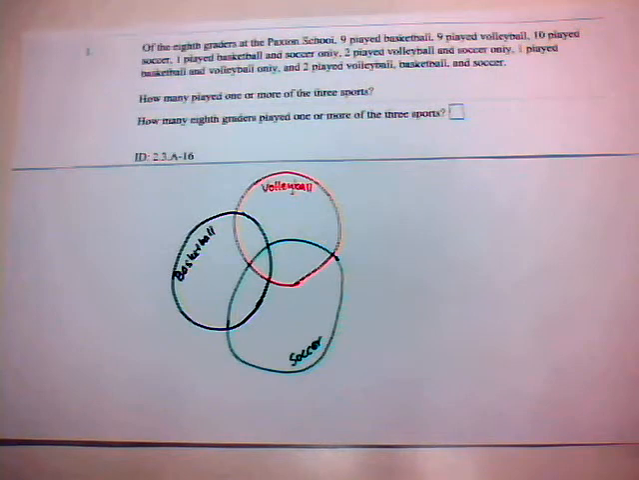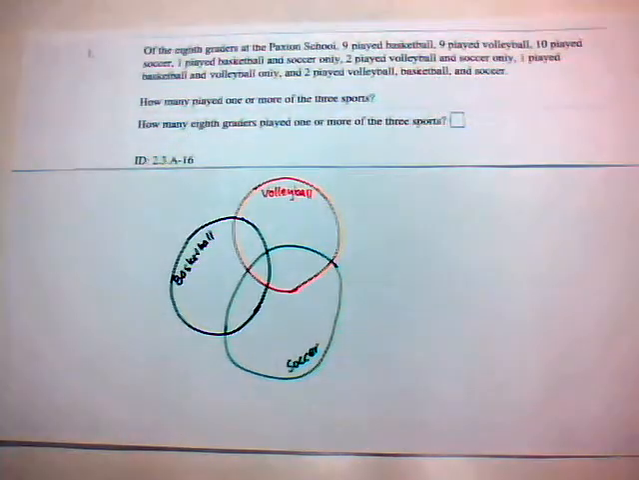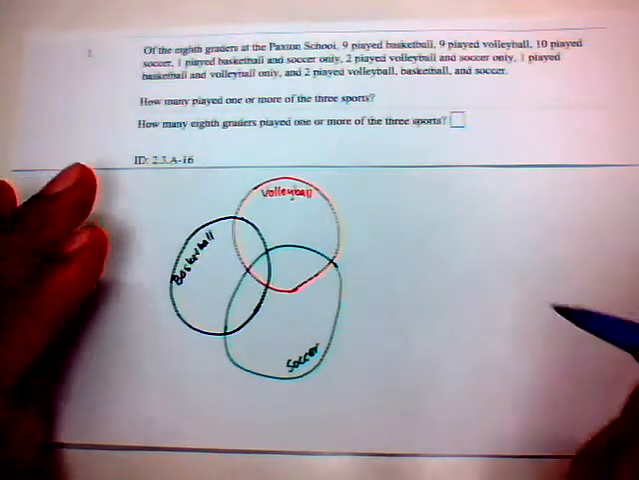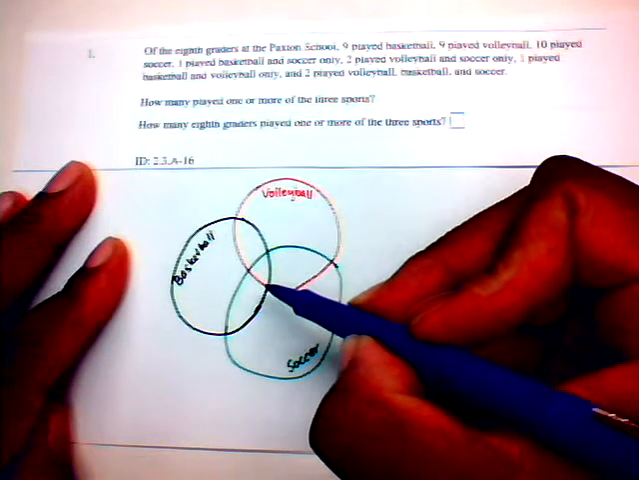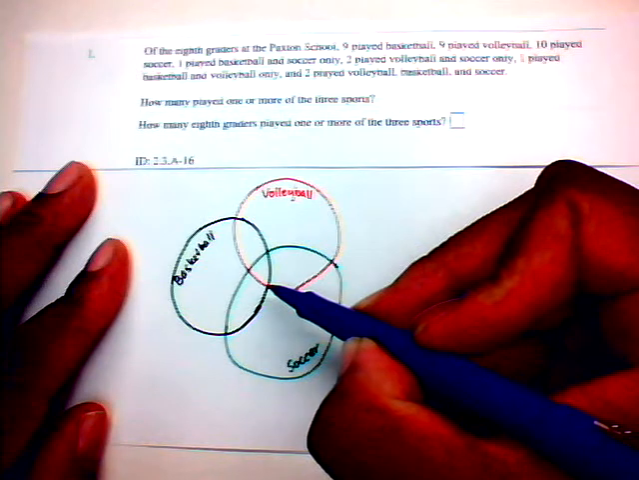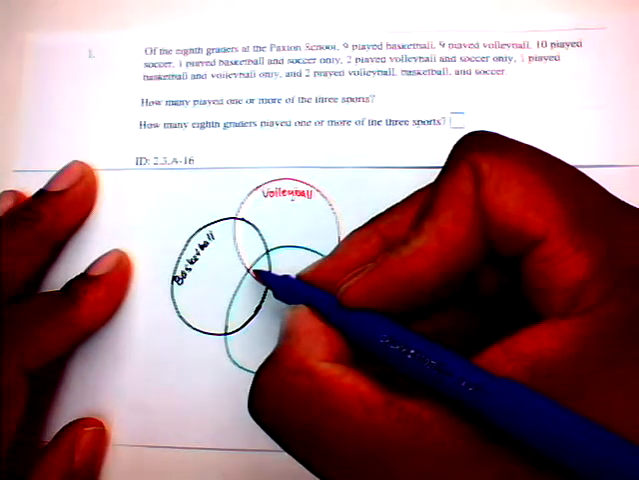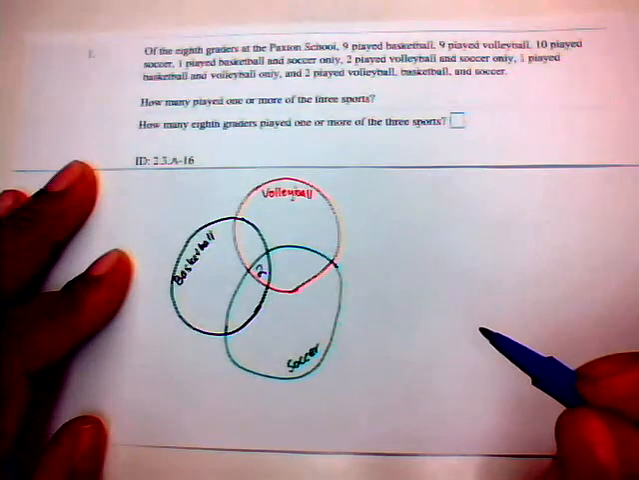Okay. Now the way we're going to attack this problem is to work backwards. In this case here, we're going to start with the last statement where it says 2 played volleyball, basketball, and soccer. Now what I'm going to do here is place the number in the space where these circles are intersecting. And it's this space right here because this is the intersection of these 3 circles right here. So 2 played volleyball, basketball, and soccer. So that 2 is going to go there.